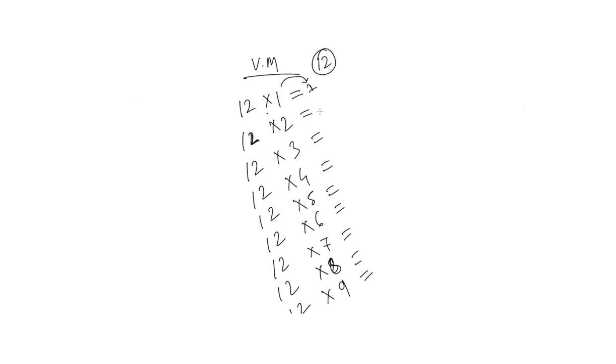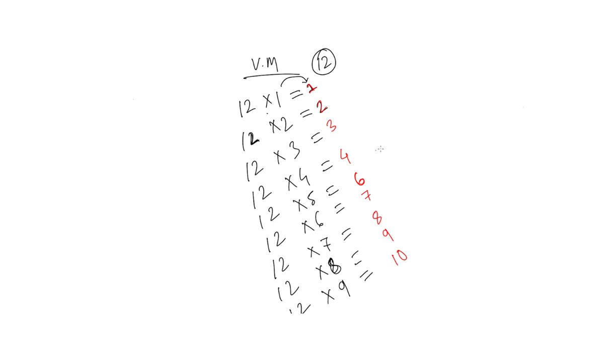1 put as it is, 2 put as it is, and then 3, where 2, 1, 1, 2, 3, 4, and here is 6. And why 6? I will explain it later. So write down 7 and 8, 9 and 10. See what happened here.